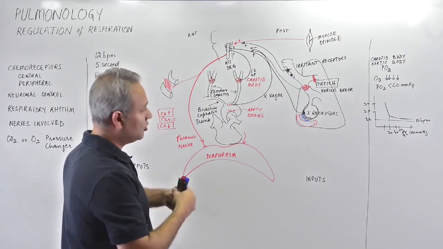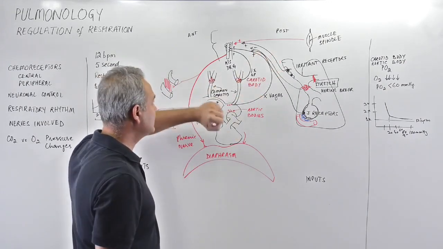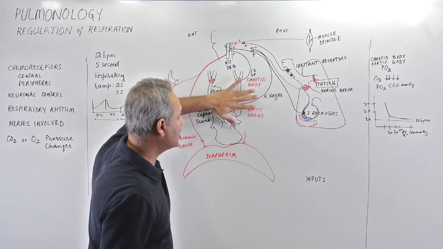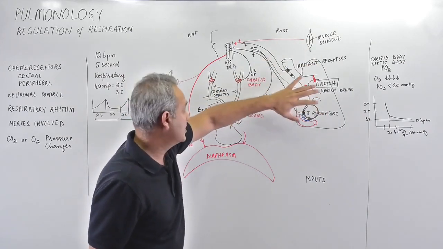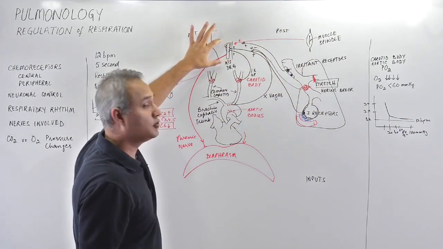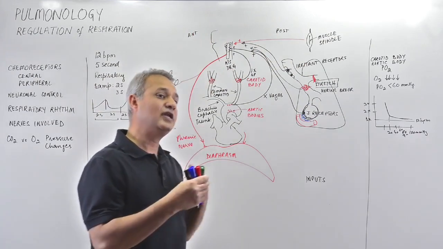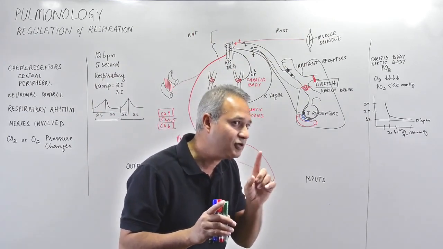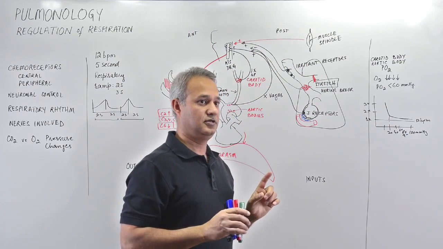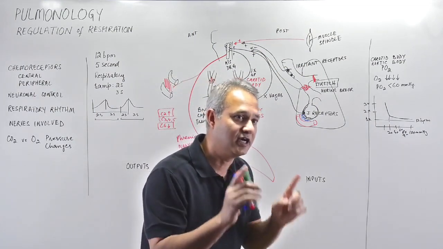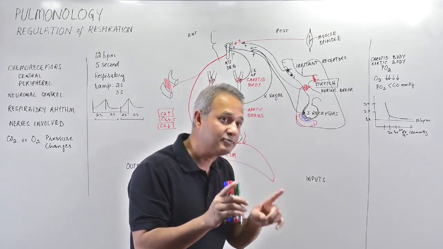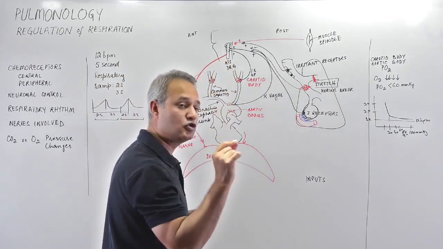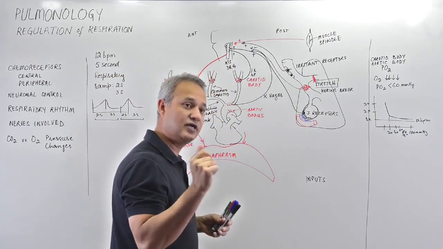Okay, so now what we have seen is from the periphery there are things either chemical or non-chemical that are influencing the nucleus of tractus solitarius to increase or decrease the rate of respiration, not the depth of respiration. My dear student, let me hug you and tell you this again, not the depth of respiration. Why? Depth of respiration will be controlled by a different nucleus. So let's talk about that.